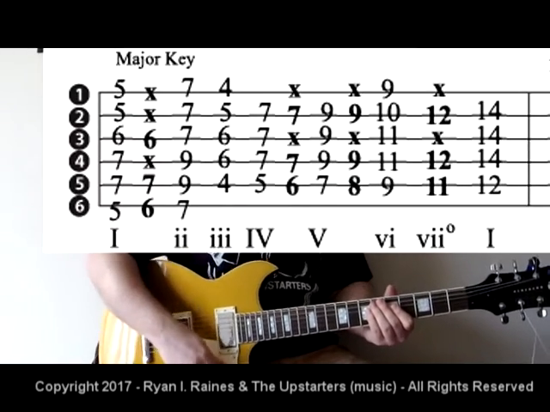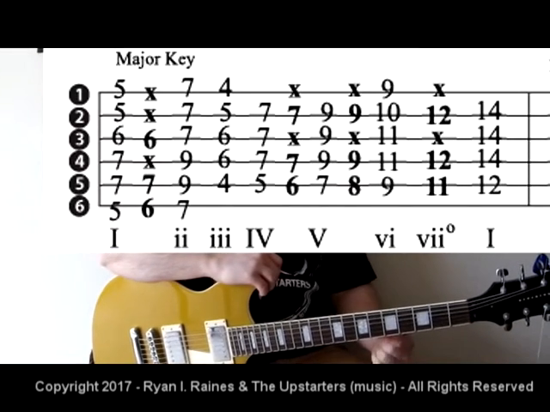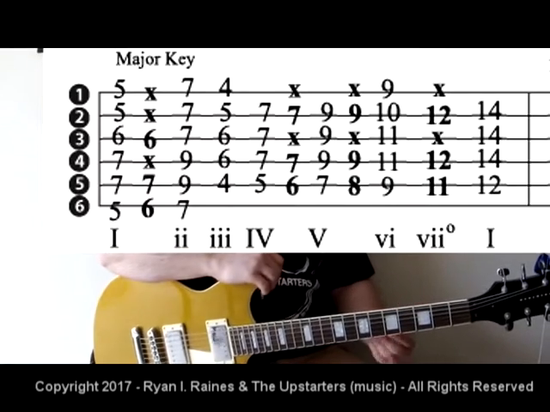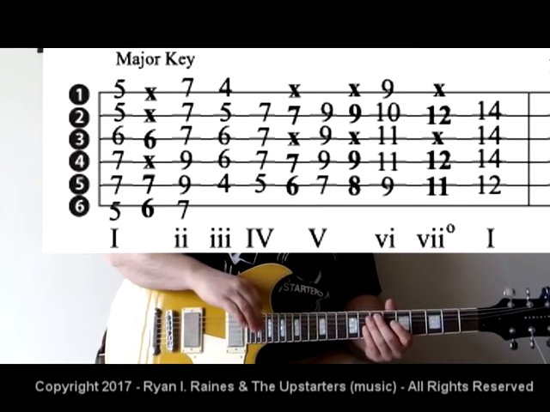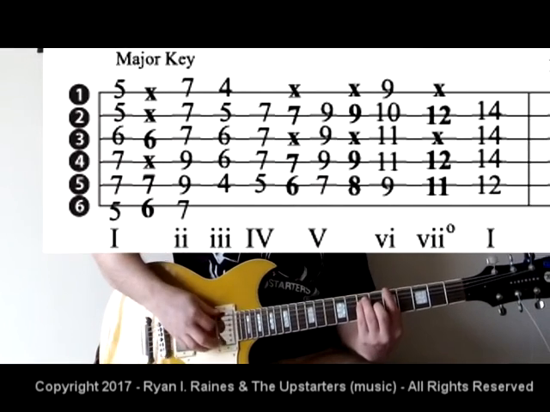so again, one half step up from any major chord's root can be diminished. So that's going to be 1, 4, and 5. One half step up from those chords, you can play diminished.